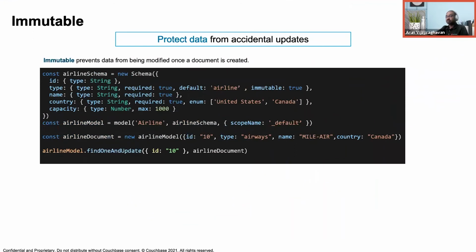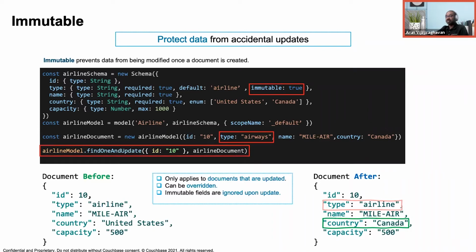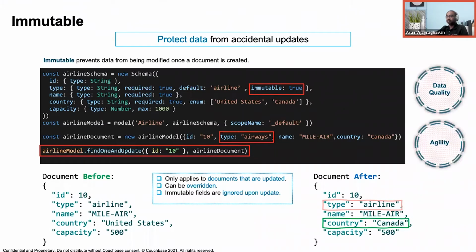Designating a field as immutable preserves the original value and prevents any mutation on the designated fields. This is especially useful when you want to protect a field from being updated. Immutable fields are simply ignored during updates. However, this behavior can be overridden at the time of performing the operation. As an example, our intention here is to prevent the type field from being updated and it is therefore attributed as immutable. Updating a document by passing in new values for the type and country fields ends up updating the country field alone, as seen in the output. This feature gives you both data quality and agility.